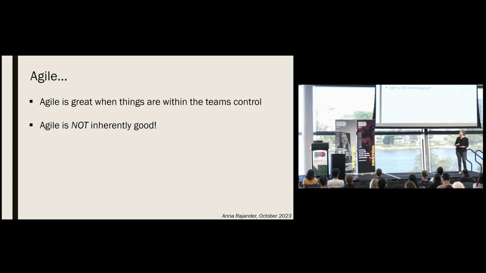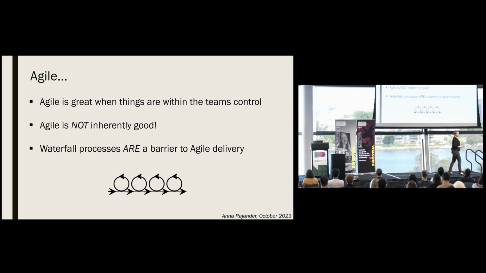However, it is important to realise that Agile is not inherently good. When applied to the wrong project, Agile can be an inefficient method for delivery. A lot of time can be wasted in stand-ups and planning meetings, reorganising and reprioritising backlogs, or completing lower value work just for the sake of keeping busy. Of course, this is all completely at odds with Agile principles. And one key cause of this can be waterfall processes. Dependencies on waterfall processes can be a barrier to Agile delivery.